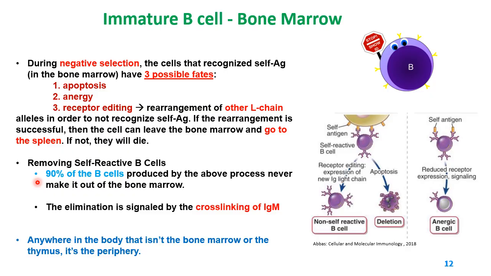How many cells die during this process? Well, basically most of them. Most of the developing B cells are going to be eliminated by negative selection. Look at this: about 90% of the B cells that are produced are killed because of self-reactivity. Everybody cool with that?